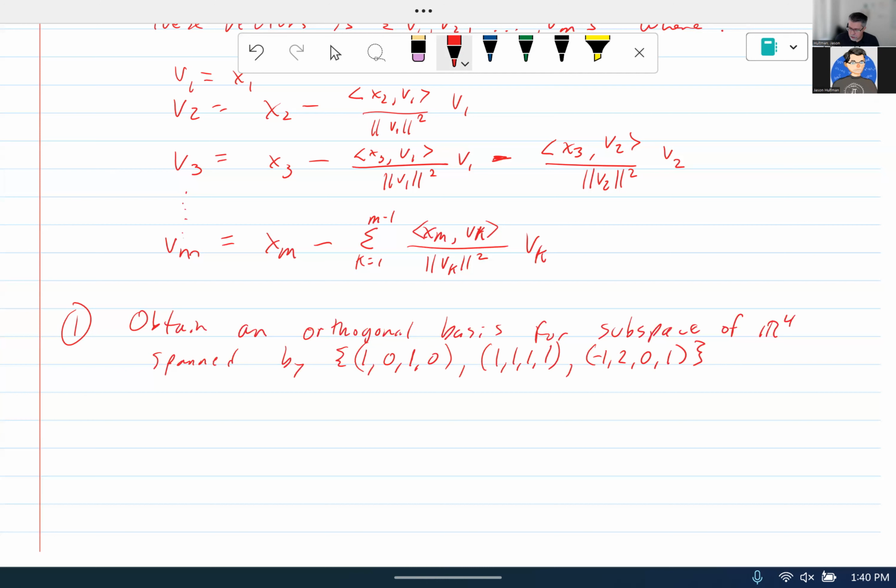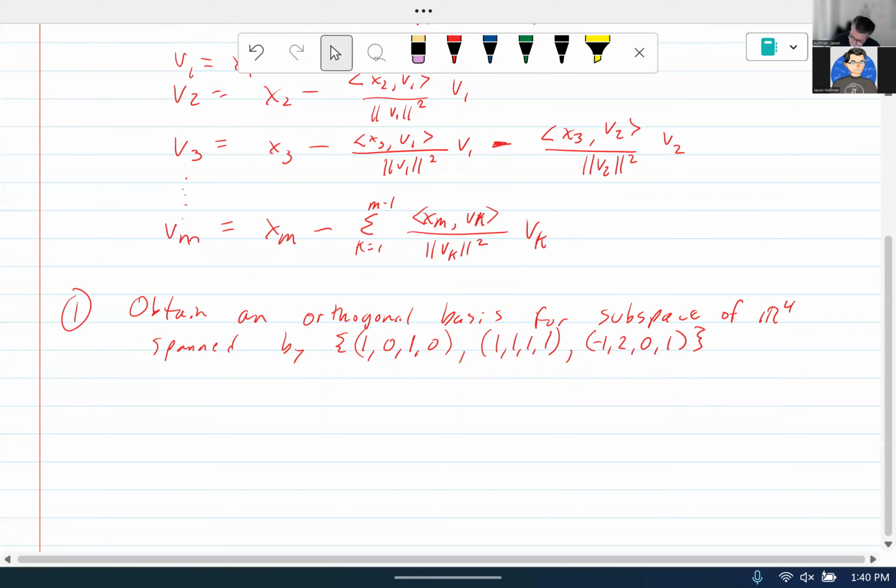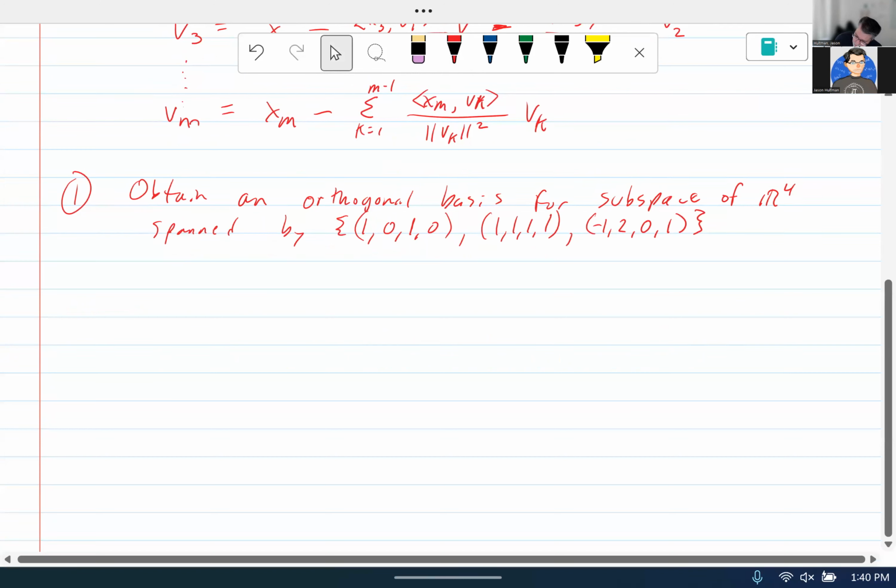Okay, now keep in mind this is not going to be a basis for the vector space. It's just going to be a basis for the subspace spanned by these vectors, because there's only 3 vectors here and we're in R4. In order for it to span all of R4, you'd need 4 vectors. So the number of vectors would have to equal the dimension. And so this is just the subspace spanned by these vectors.